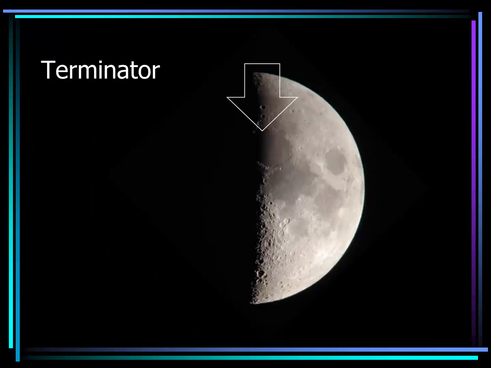Another feature worth noting is the terminator. The terminator is a line of sunrise and sunset that is easily seen in this first quarter image of the Moon. Many times it's easier to study the craters and mountains and valleys on the Moon because of the low angle of sunlight, tall mountains are illuminated and shadows are enhanced.